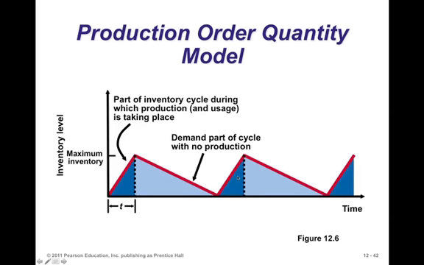Then I start to produce again. I'll produce at a rate of 90 because I'm producing at 100 minus 10 that I'm eating at the same time. And then 9 hours later, I continue the cycle. So that's what it looks like.